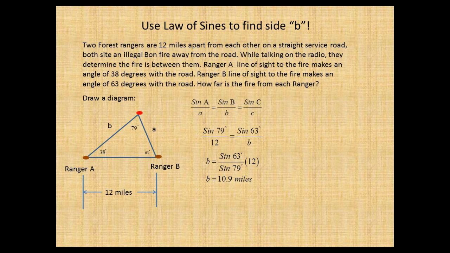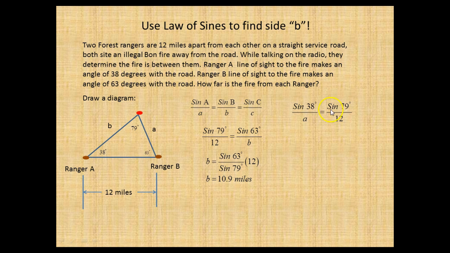And what did I do? 63 degrees, sine of 63 degrees, it'll give me 0.891. And for the sine of 79 degrees, it'll give me 0.9816. And then if I multiply that by 12, I'll get 10.98.